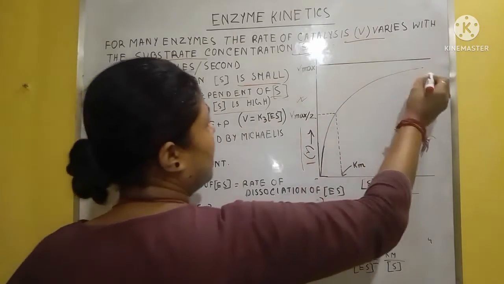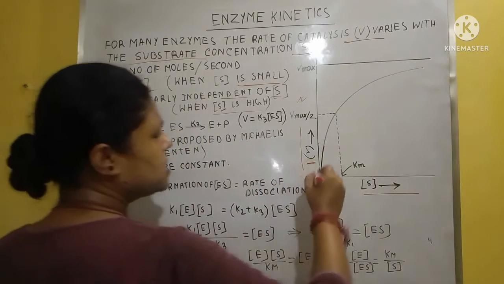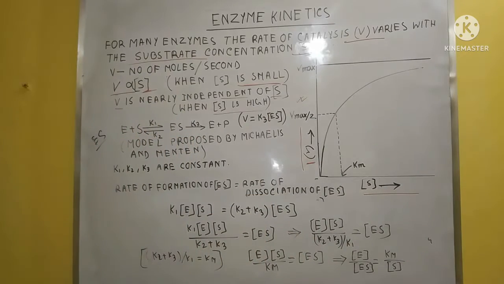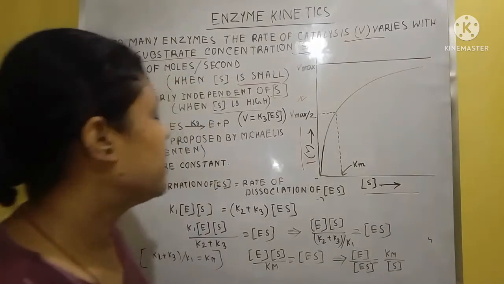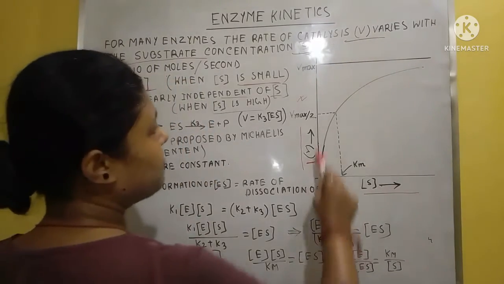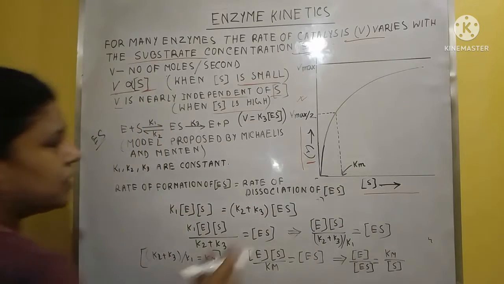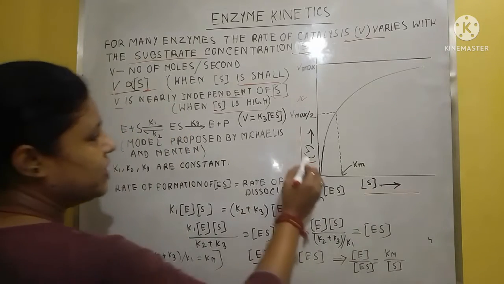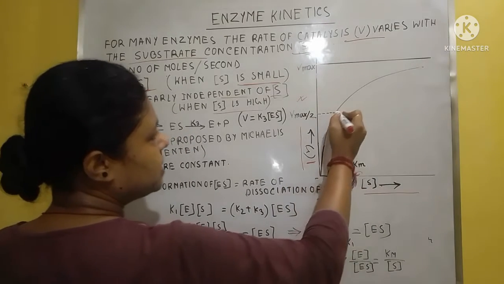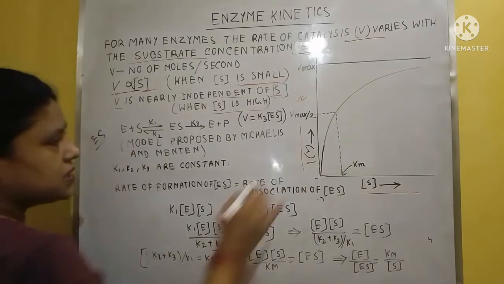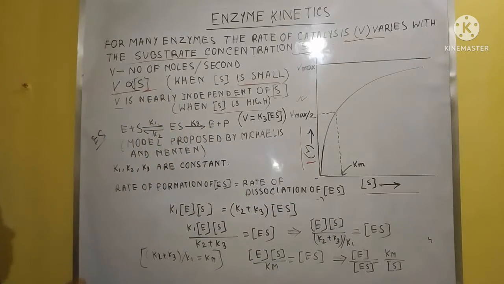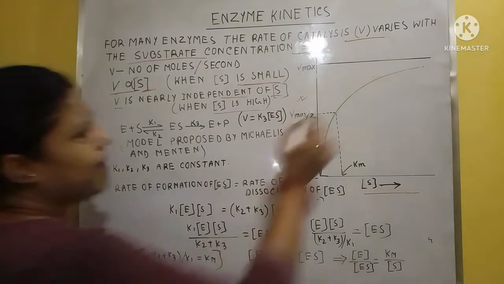This is the hyperbolic curve you can see here. As the substrate concentration increases, V also increases, but after some time the curve flattens into a hyperbolic line. Clear? And this is the maximum, Vmax.